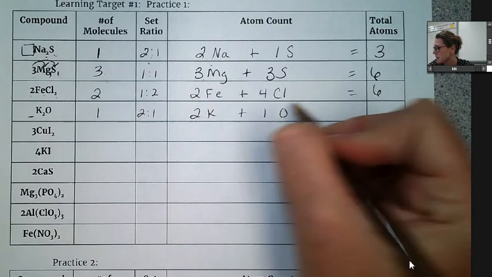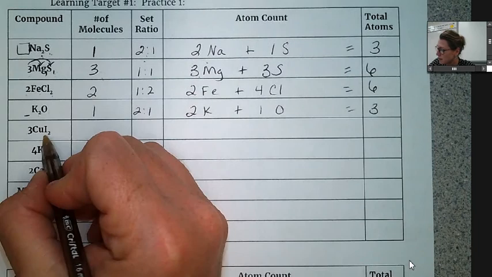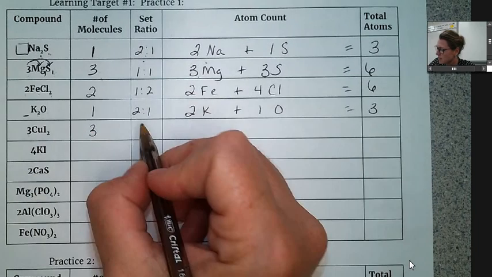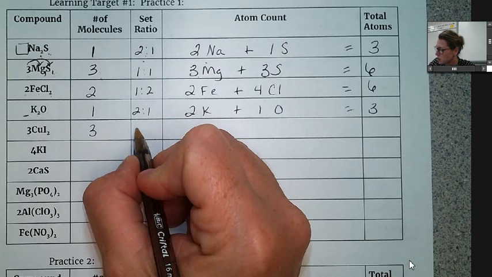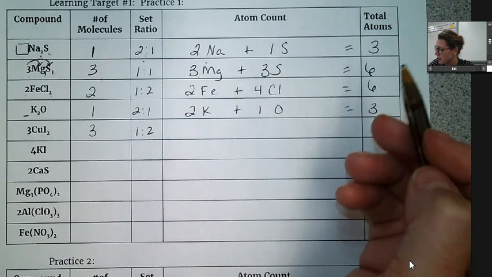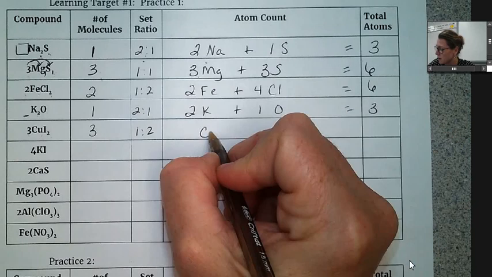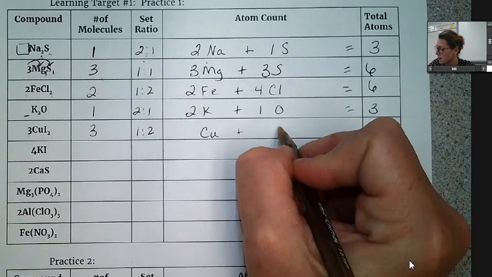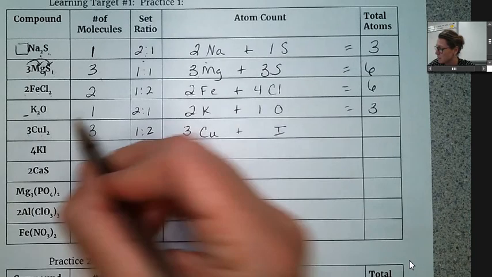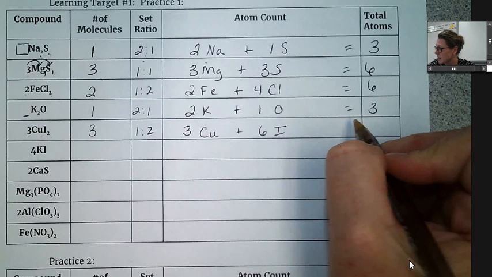Copper iodide, I have 3 molecules because that's my coefficient. This is a 1 to 2 ratio. You always put the first one first, so 1 to 2, 1 copper to 2 iodine. I have copper and I have iodine. So when I look at that, 3 times 1 is 3, 3 times 2 is 6, so I end up with 9 total atoms. All right, potassium iodide, I have 4 molecules.